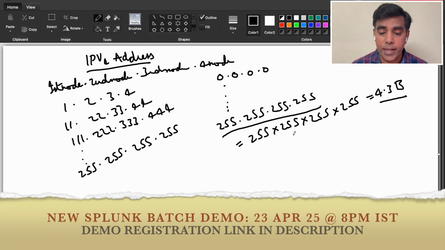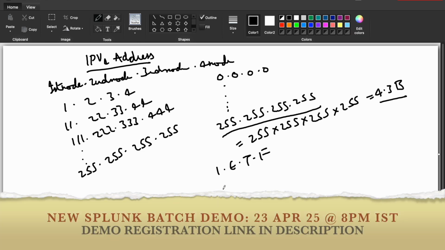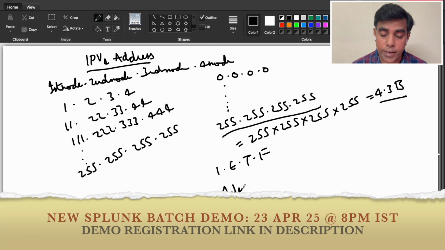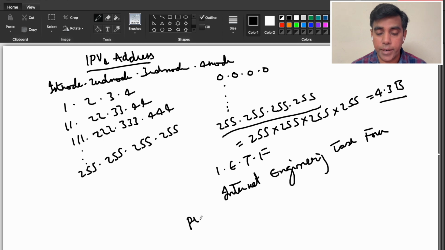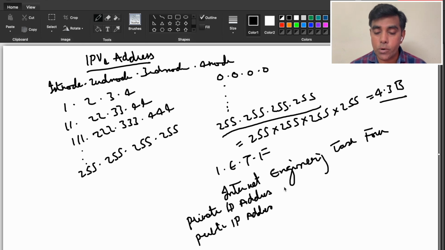No, right? So that is why an organization called the IETF, the Internet Engineering Task Force, has divided the IP addresses into 2 versions: one is the private IP addresses and the other is the public IP addresses. Whatever 4.3 billion IP addresses we have, they have divided into these 2 things. So that you can use only the public IP addresses as the unique IP addresses across the globe.